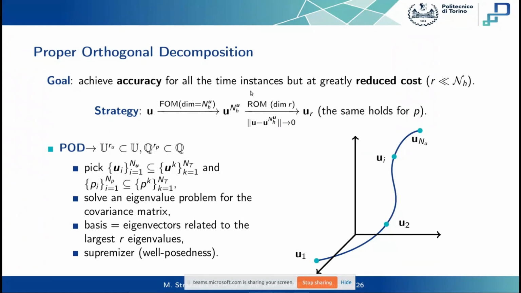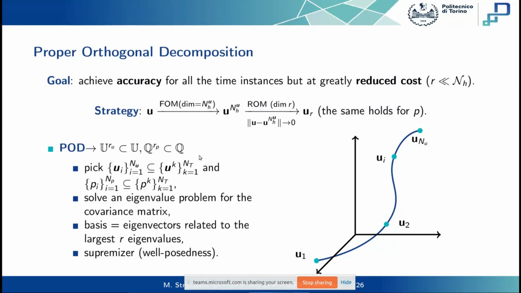you can project all the matrices in that space and solve the system in order to obtain a reduced velocity at reduced cost. The same holds for P, for sure. Here I'm showing the pipeline for the velocity, but the same holds for the pressure. How can I build my space in the offline phase? As I told you, there is an offline phase where you build the space, and there is what is called an online phase to find the solution.